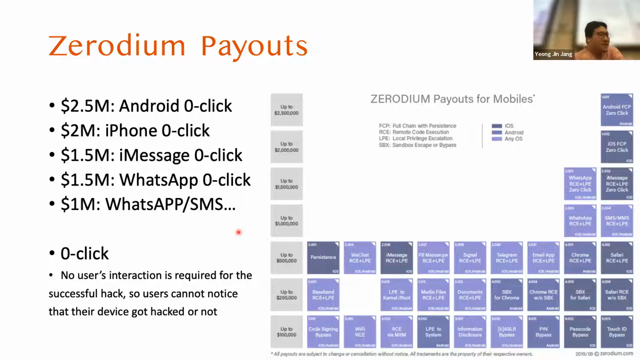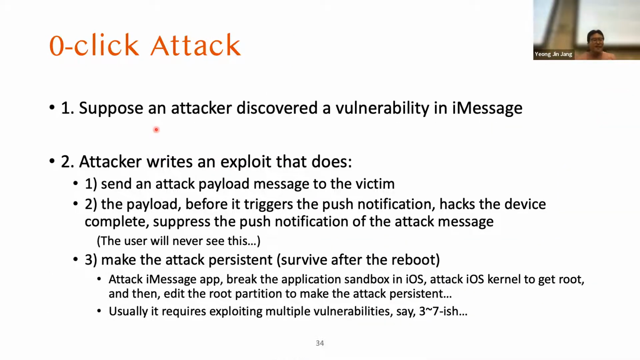But if you succeed in exploiting Android or iPhone with a 0-click, meaning the user needs to do nothing and doesn't even know a hack has happened. Let me explain the 0-click attack first. Suppose an attacker discovered a 0-click vulnerability in iMessage. If I know your iMessage account, I will send a message. Similar to the buffer overflow exploit, the message itself contains my attack payload.